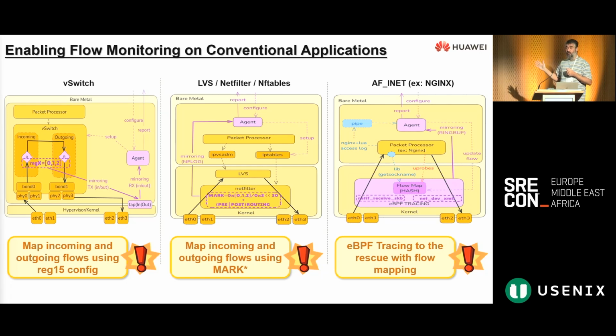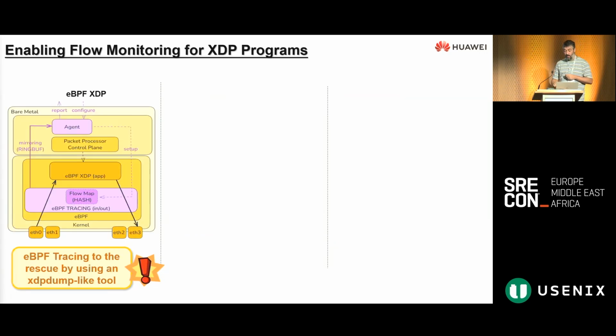So eBPF, it's a great tool to help you on some of those cases. Those is what we call conventional applications. Nowadays, there's a bunch of new ones that we call XDP programs that are being created. And one type of XDP program is the one that runs in the kernel. It's very fast, so people like to use it a lot. But how do you monitor it? One more time, you can use eBPF.